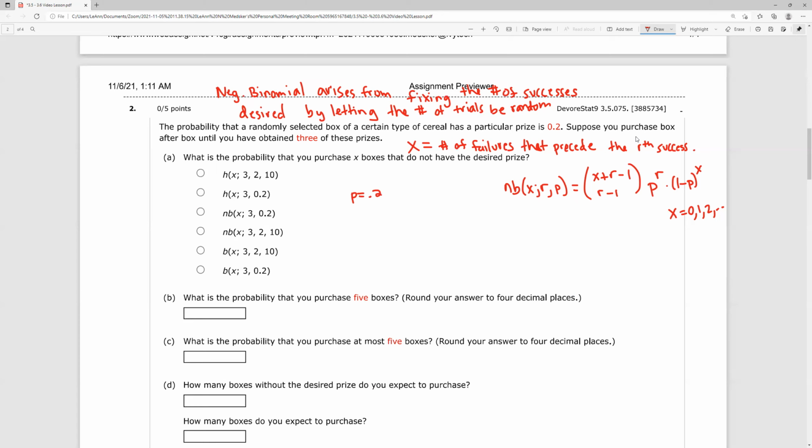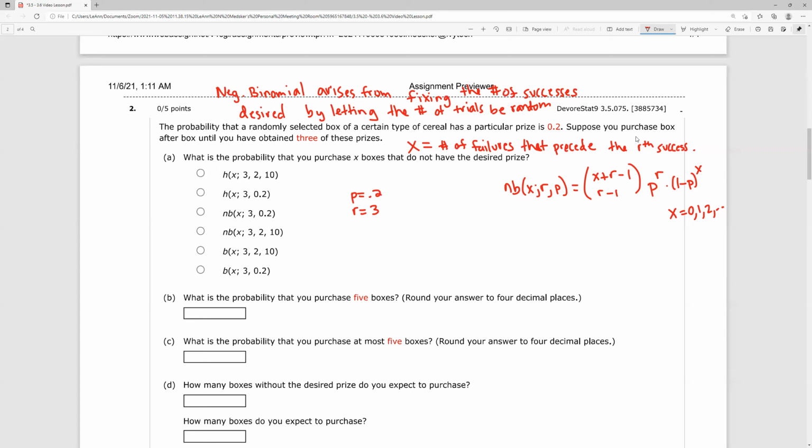Suppose you purchase box after box. So not a fixed number of trials. We're just going to keep purchasing boxes until we have obtained 3 of these prizes. So notice how that's worded. We want 3 successes, but we don't know how long it's going to take us to get there. What is the probability that you purchase X boxes that do not have the desired prize?